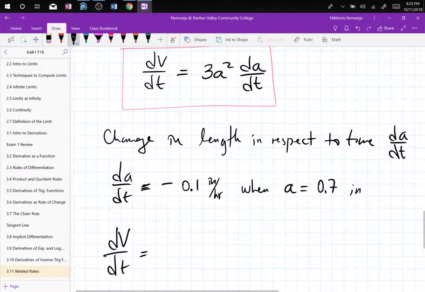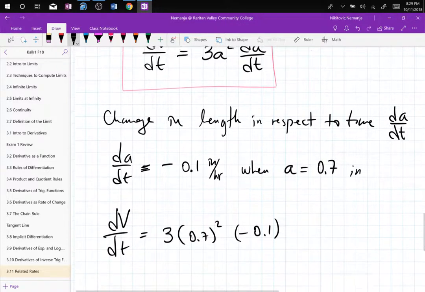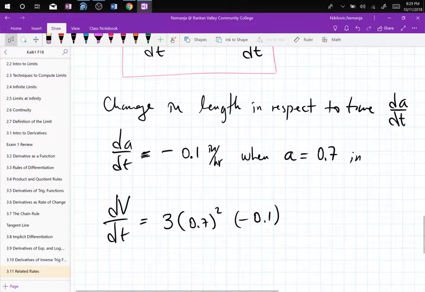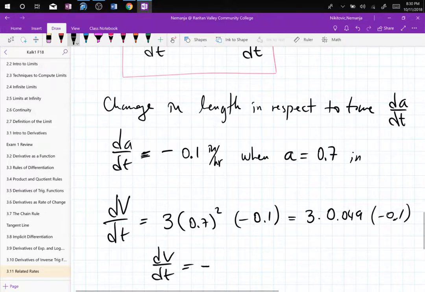The volume with respect to time is 3 times A, which is 0.7 squared, and then times negative 0.1 for the change of a. I want to say area, it's not area, it's the length of the side. These are numbers, you can just deal with this, right? This is 0.049, so 3 times 0.049, and then times negative 0.1. You see that dV/dt works out to be a negative number, right? There's only one negative here, nothing else.